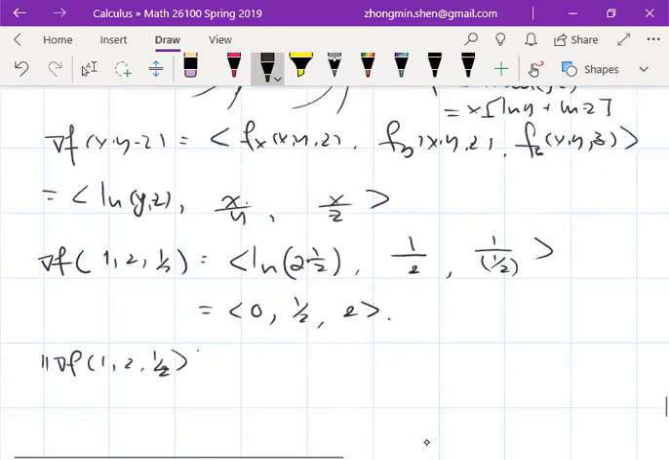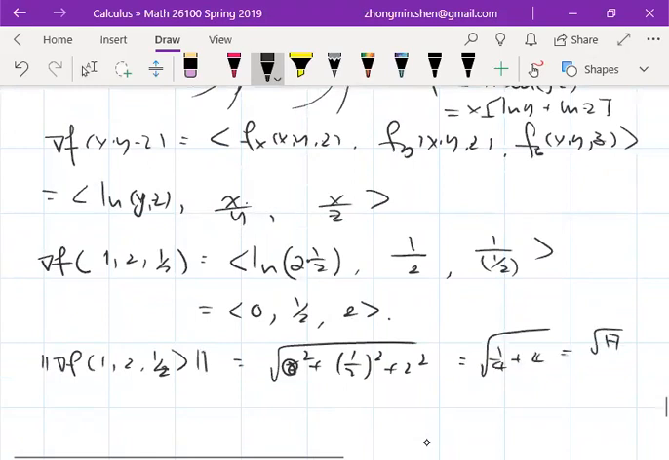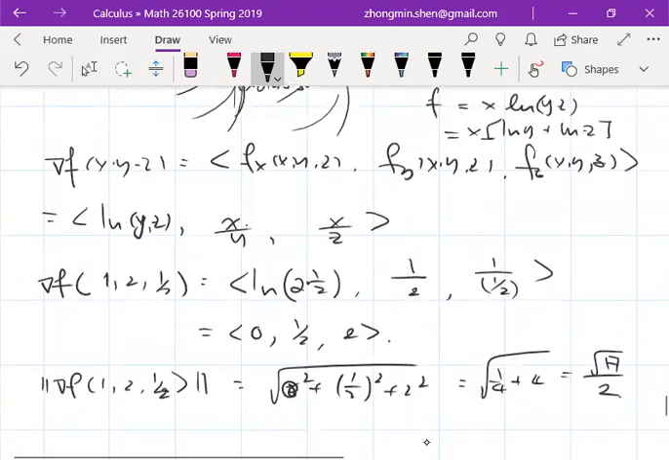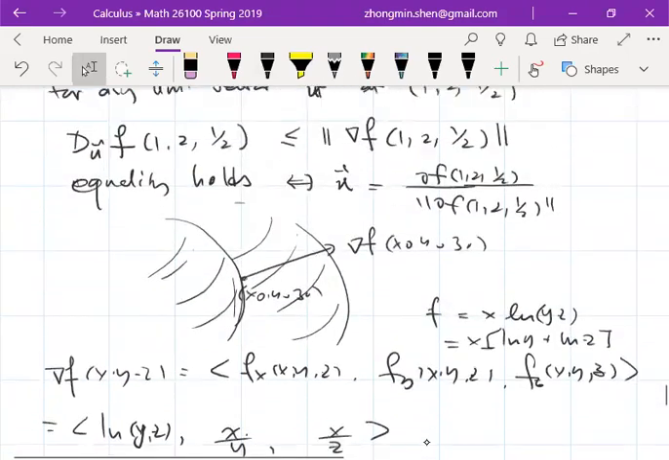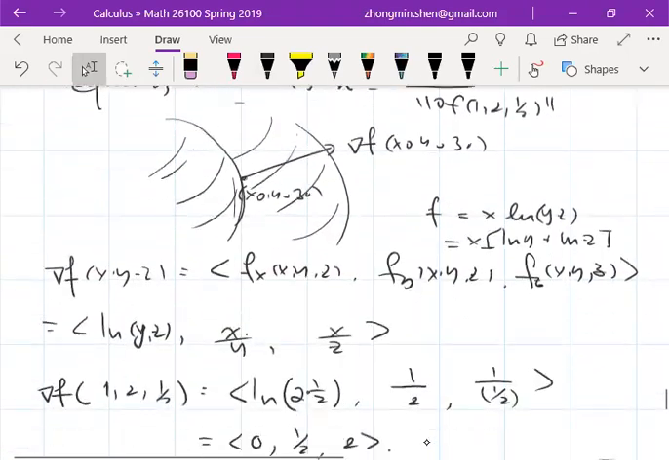So the norm is going to be the square root of 0 squared plus 1/2 squared plus 2 squared, which is going to be 1/4 plus 4, the square root of 17 over 2. Okay, so this is the irrational number. Now, according to the above encoding, this is the maximum value of the rate of change. So it is the max. Yeah, it's clear from the above encoding.